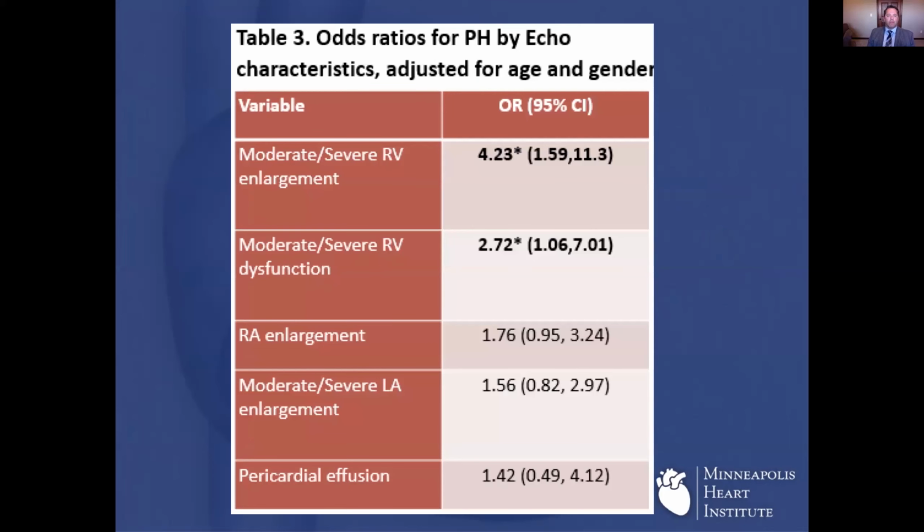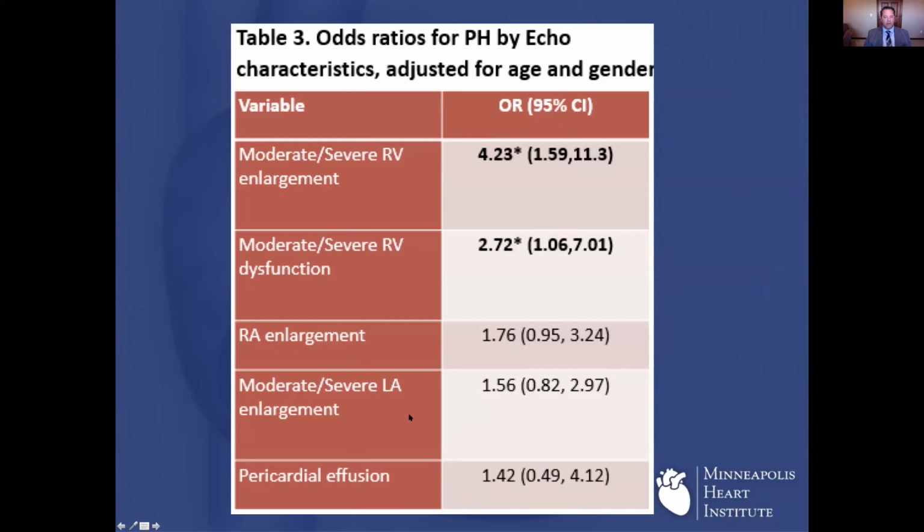When we look at predictive factors for post-TAVR PH, what we see is that patients with moderate to severe right ventricular enlargement, as well as moderate to severe RV dysfunction, were more likely to have post-TAVR pulmonary hypertension. Pericardial effusion and right atrial enlargement also were highlighted here, but non-significant.